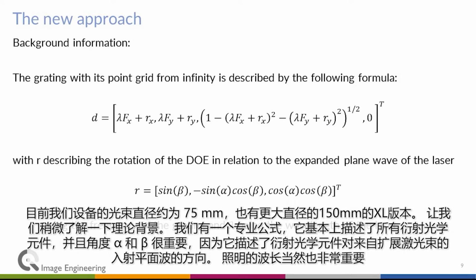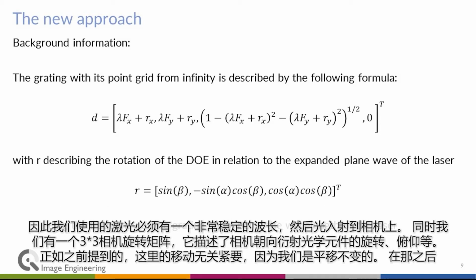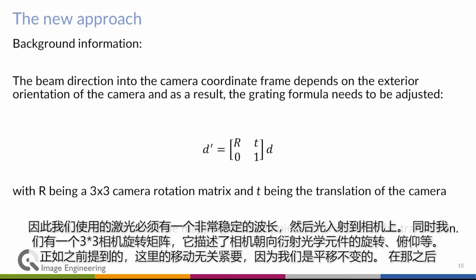Let's step a little bit into the theoretical background. So we do have a formula that basically describes our diffractive optical element. And the angles alpha and beta are important because they describe the orientation of the diffractive optical element towards the incoming plane wave coming from the expanded laser beam. The wavelength of our illumination is very important, and so the laser that we use has to have a very stable wavelength.